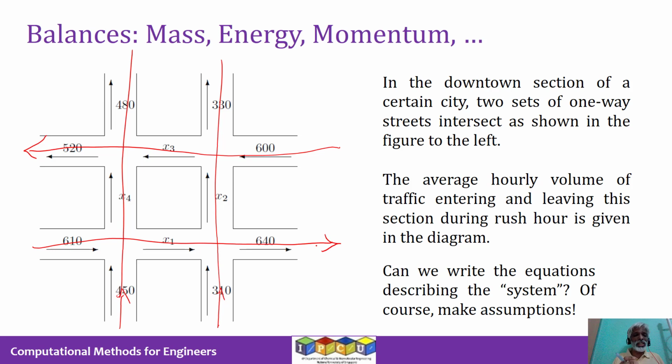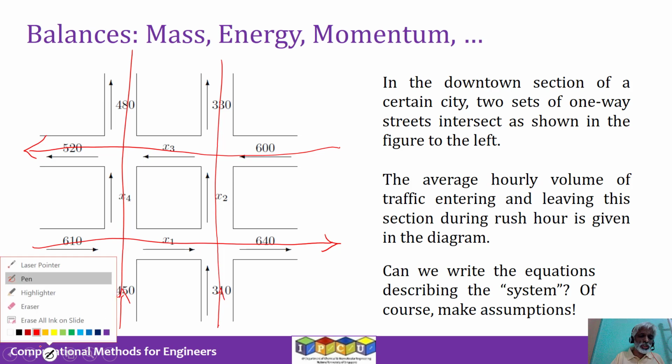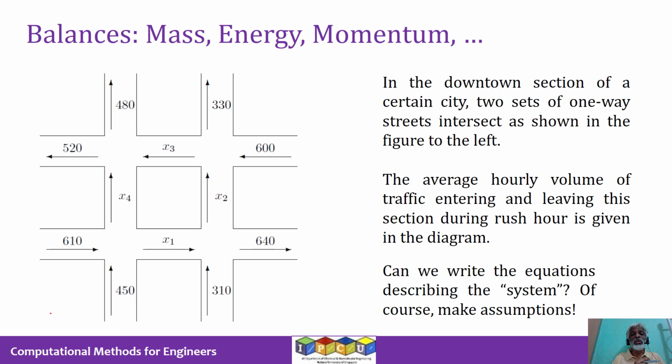So interestingly, in this problem, all the roads that we are looking at are basically one-way streets. And the numbers that are shown there indicate the vehicular traffic or hourly volume of traffic entering and leaving this grid, right? That you are seeing there. So some numbers are given there. Some are left as symbols. X1, X2, X3, and X4 are just left as symbols.